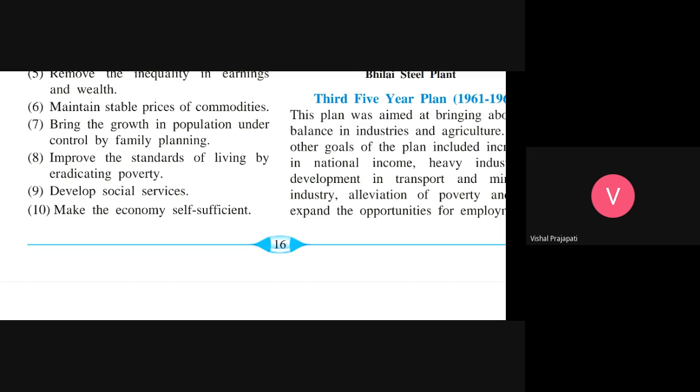Next one is develop social services. We have to develop such a society where we can have proper social services. Okay, social services we can say, MSRTC, all of you know MSRTC.